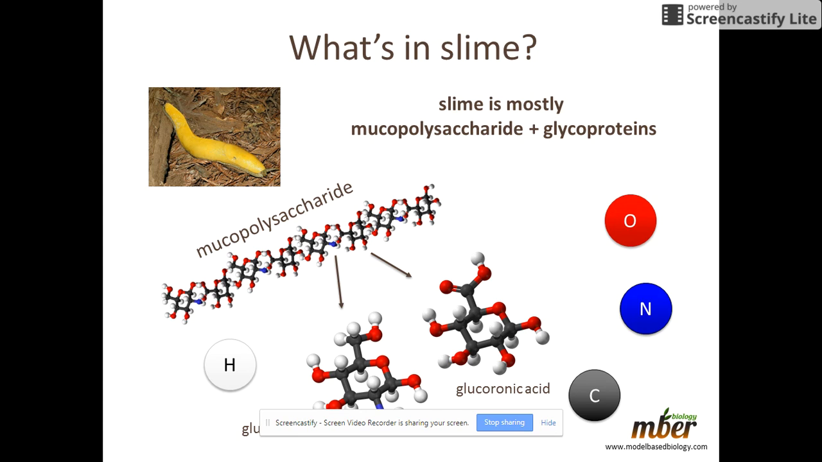All right, so now that you've got that answered, let's look at it. What is in slime? Slime is mostly mucopolysaccharide and glycoproteins. Can you say that 3 times fast? These are some big words here, but basically we're just concerned with what makes them up. What are their components? It may say mucopolysaccharide, but what 4 components make it up? Hydrogen, carbon, nitrogen, and oxygen.